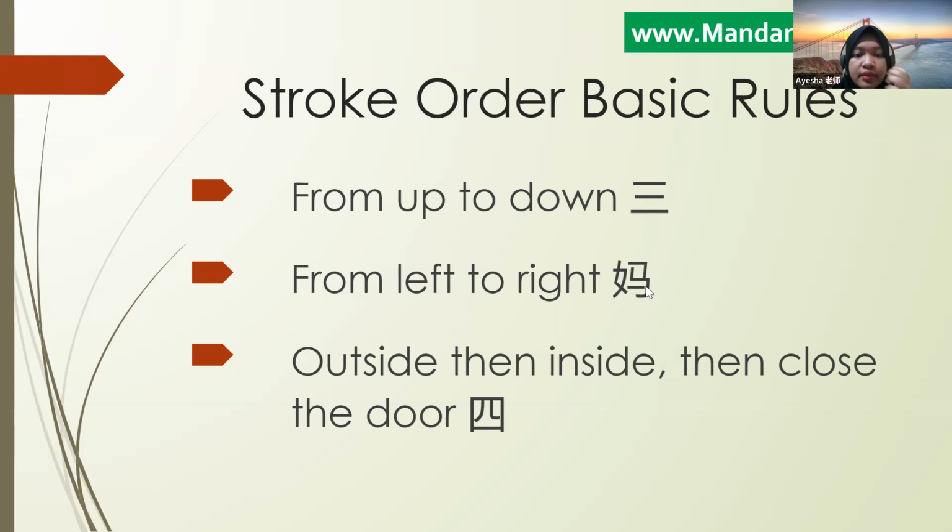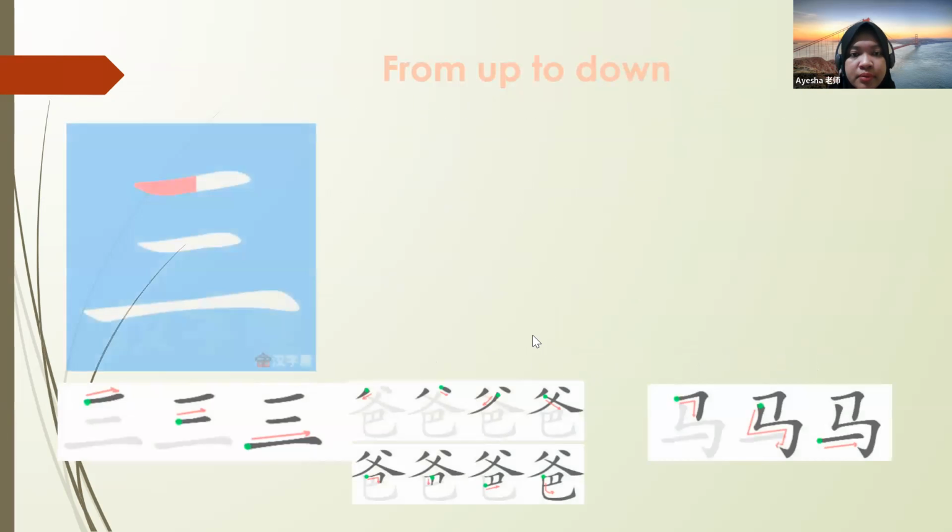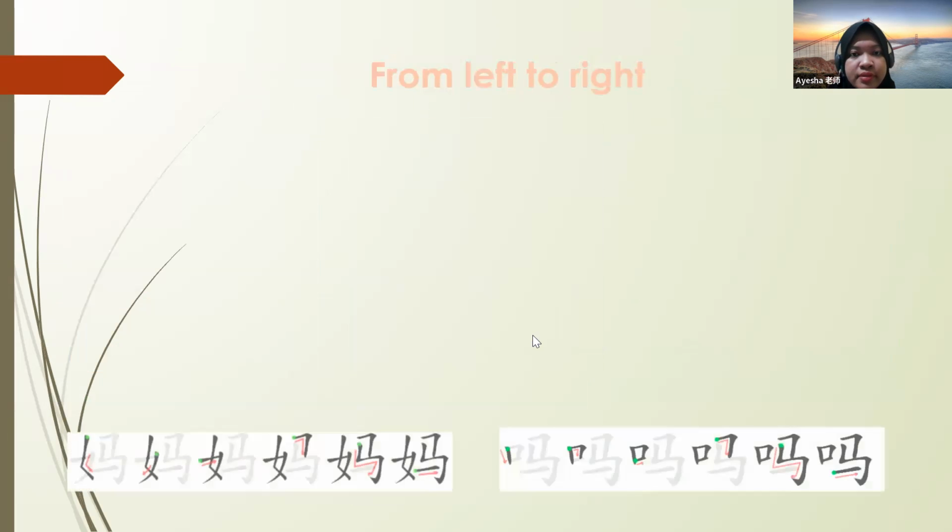Okay? The next one is outside, then inside, then close the door. What is that? Outside, then inside, meaning you look at this word. You complete what is outside first. What is outside first? The walls, the roof, another wall. Then you complete what's inside, then you close the door. Let's see some samples.